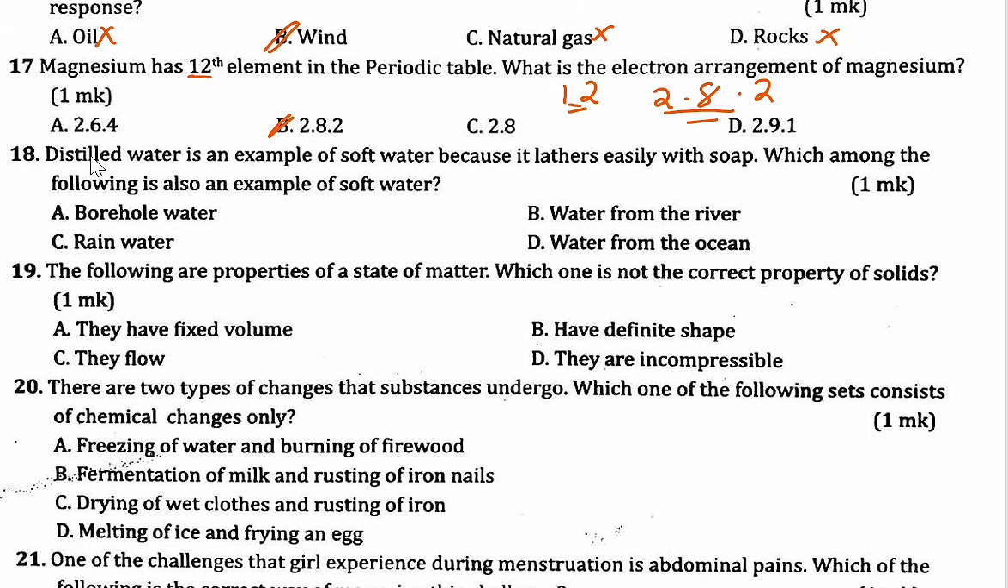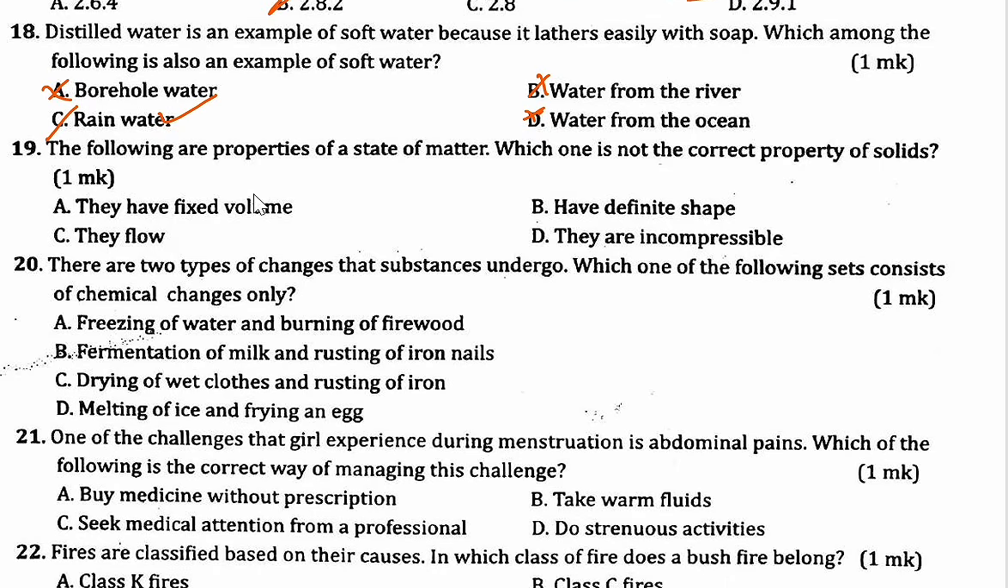Number 18. Distilled water is an example of soft water because it lathers easily with soap. Which among the following is also an example of soft water? We know that we have hard water and soft water. That is grade 9 work. Borehole water, not an example of soft water. Water from the river, no. This one, no. And therefore, the correct answer is rainwater. Rainwater is also an example of soft water.